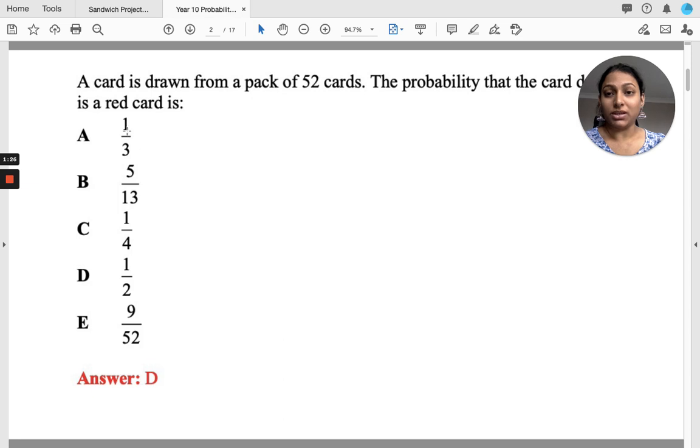Now, here's a question. A card is drawn from a pack of 52. The probability that the card is a red card from the deck. So you know that there are red and black, and red are 50% and the other 50% is black. So that is 26 divided by 52. So that would give you the answer as D.